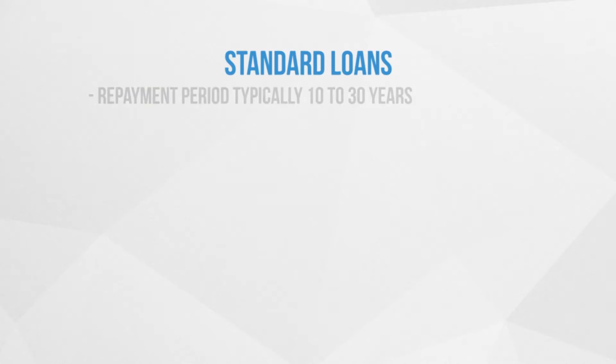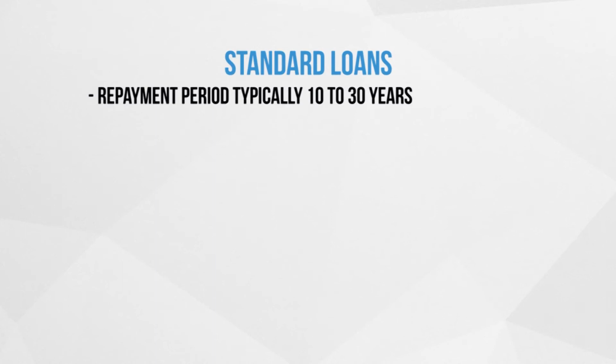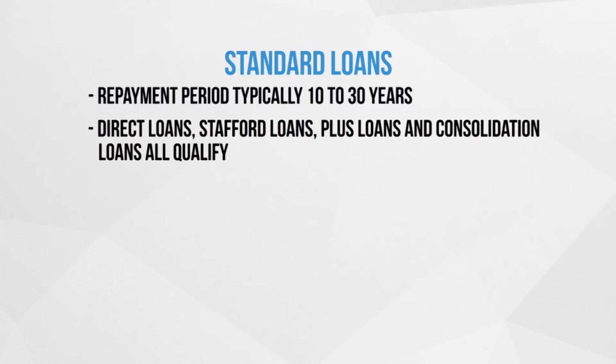Federal student loans offer a number of different options for repayment. The most conventional option would be a traditional standard loan. Now, a standard loan repayment period is typically 10 years all the way up to 30 years if you have a consolidation loan, and we'll cover consolidation loans in another video. Direct loans, Stafford loans, PLUS loans, and consolidation loans all qualify for standard repayment.